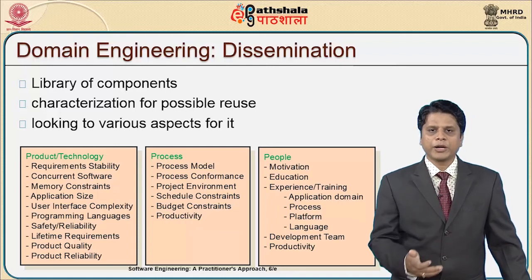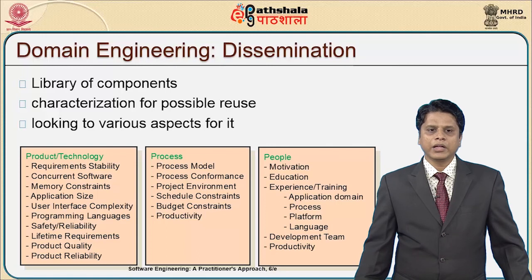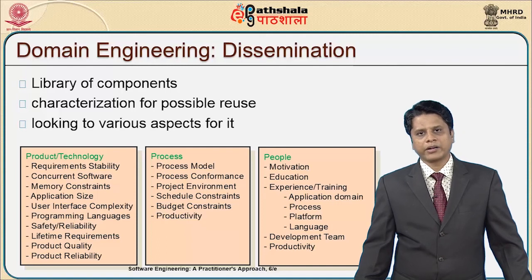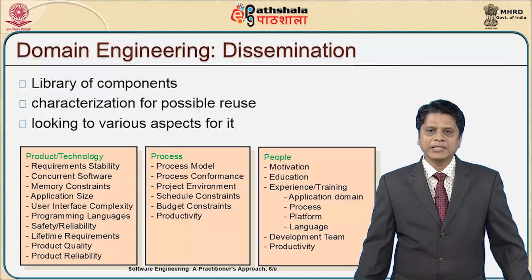Say, from the product perspective, we search for the requirement stability. We also look at concurrent development of software. We look for the memory constraints, application size, user interface complexity, programming languages, safety and reliability, lifetime requirements, product quality and product reliability. So, these are the major aspects with which product or technology is being evaluated.